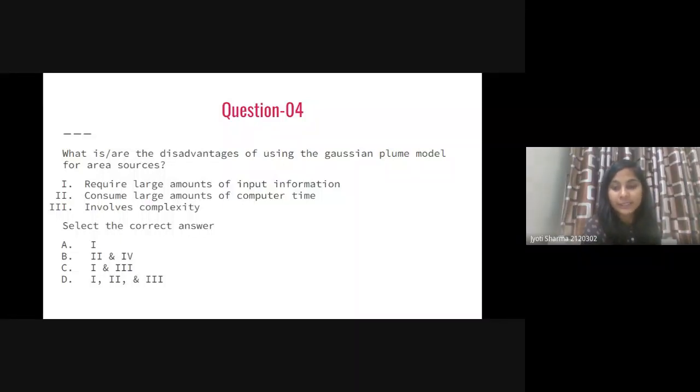Nishant gave me answer D. Jyoti gave me answer D. Alka also gave me answer D. Neha Sharma gave me answer D. Okay, so the answer is obviously D.